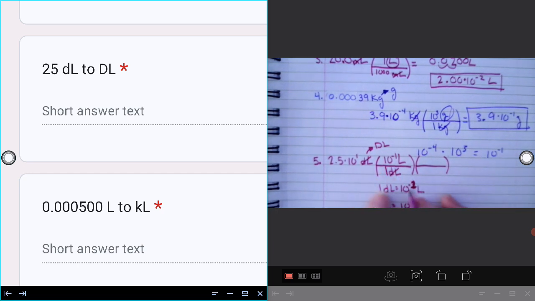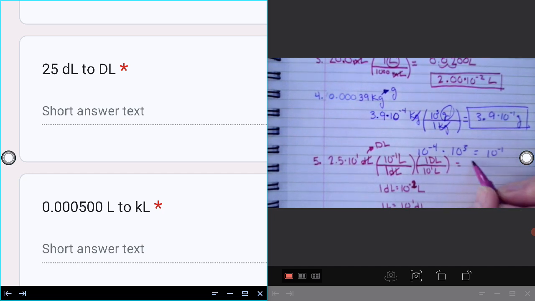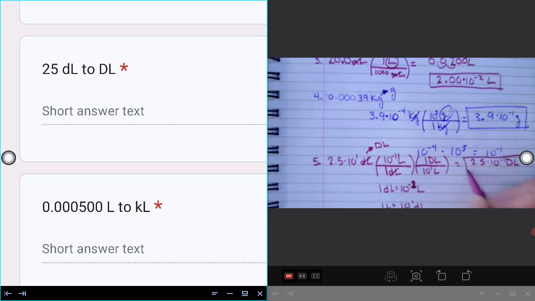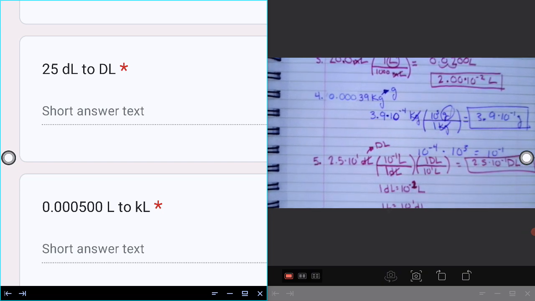Okay, and then we know to go from liters to deciliters, I know there's 10 to the first in 1 deciliter. I'll do the other one too. So it'd be 1 minus 1, so 0, minus 1, so it's negative 1. And that is the final answer. I'll go ahead and show you the other method as well.